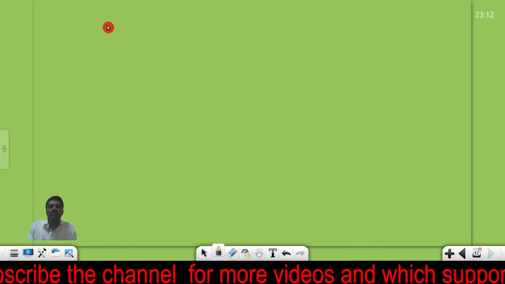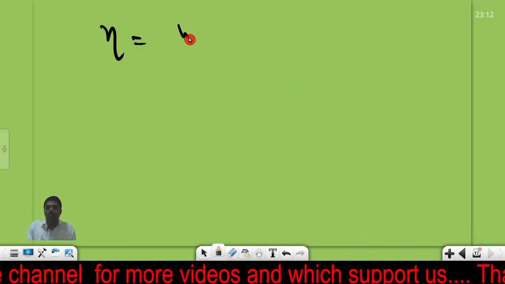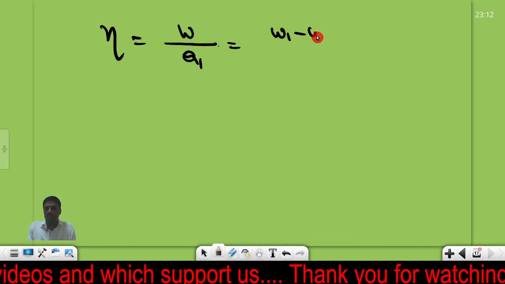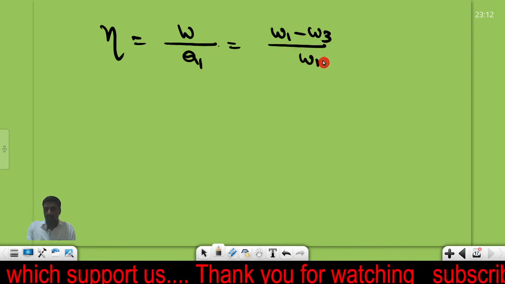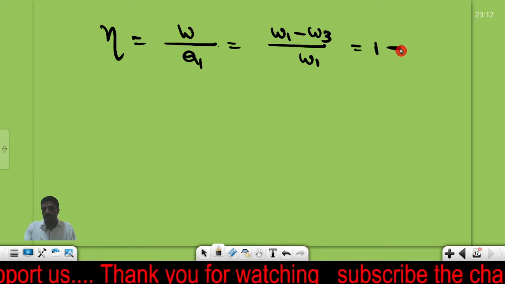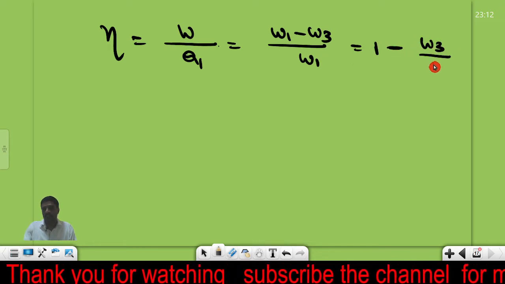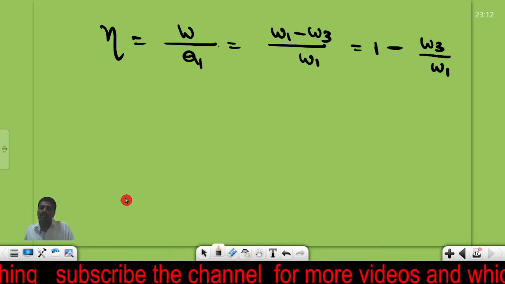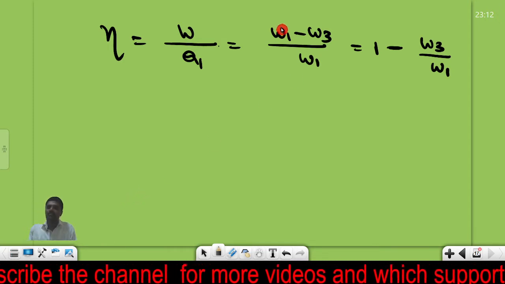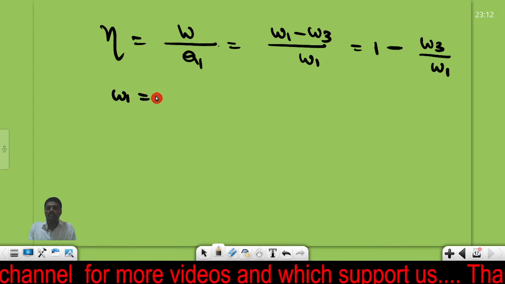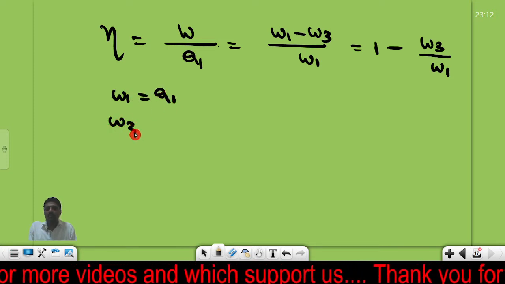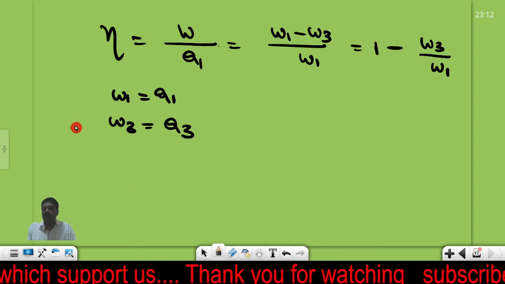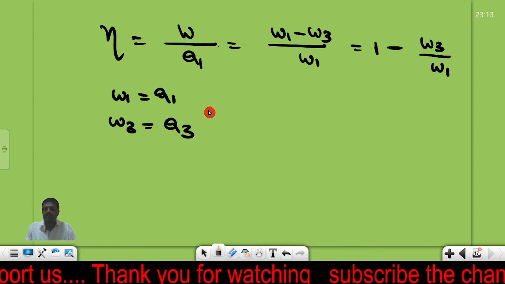Then what is the formula we can write? Eta is equal to W divided by Q1, that is equal to (W1 minus W3) divided by W1. If we take LCM, 1 minus W3 divided by W1. This is the formula we are having. But W1 is nothing but Q1, and also W3 is nothing but Q3. This is the formula we already know, as in the derivation also we used that one.